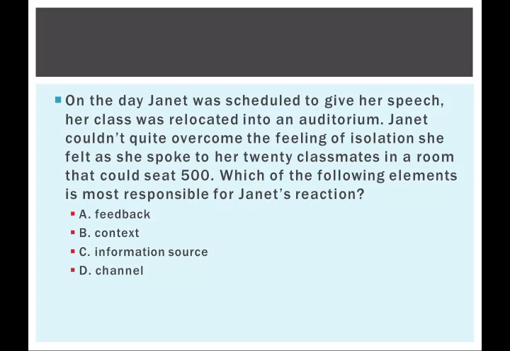So the actual auditorium is a context change for Janet. We know that she was scheduled to give her speech in a regular sized classroom, which is also physical context. And because she was relocated, that affected the way that she felt in her confidence and trying to give that speech. So a lot of this might have to do with how she's able to engage with her audience. So that context obviously had an effect on the way that she was able to communicate with her peers.